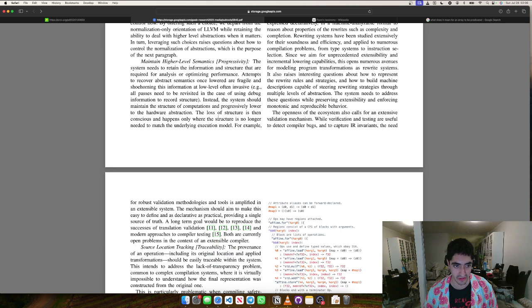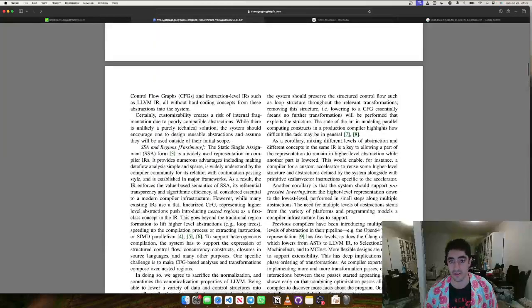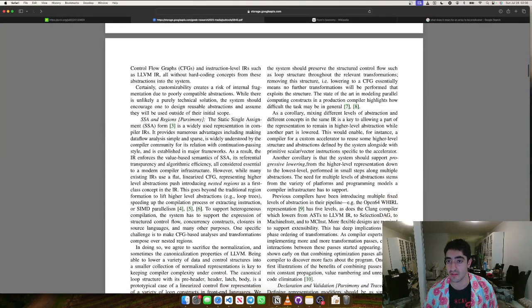The loss of a structure is then conscious and happens only where the structure is no longer needed to match the underlying execution model. For example, the system should preserve the structured control flow, such as loop structure, throughout the relevant transformations. Removing this structure, for example to a CFG, essentially means no further transformations will be performed that exploit this structure. The state of the art in modeling parallel computing constructs in a production compiler highlights how difficult the task may be in general.